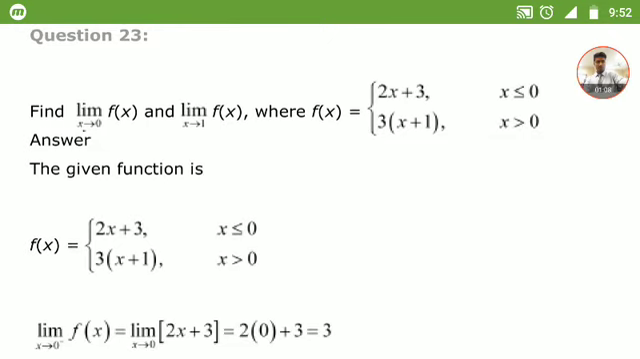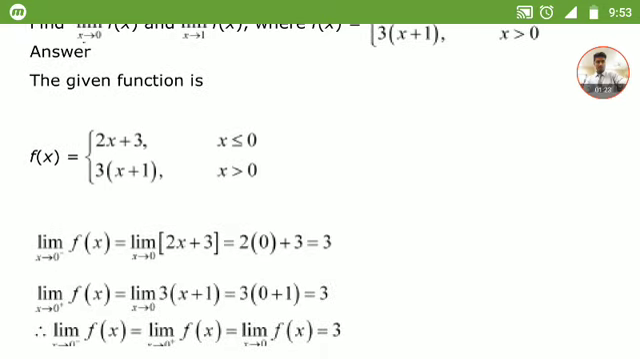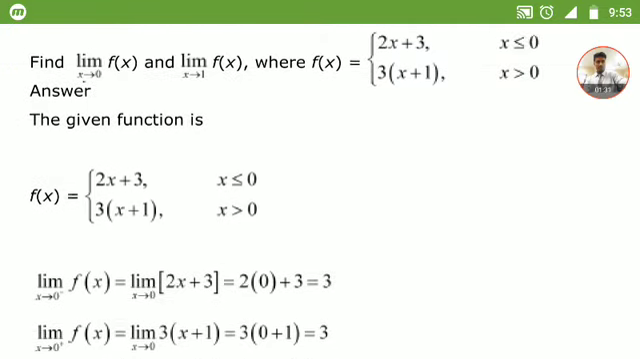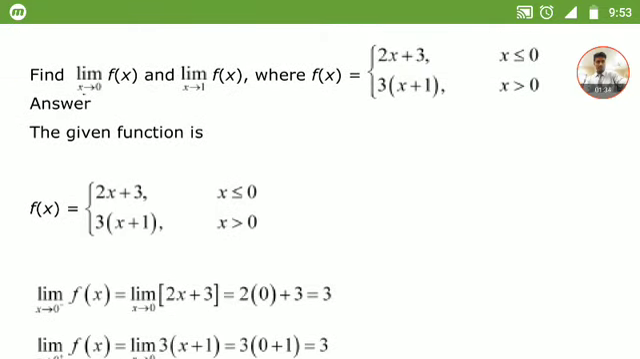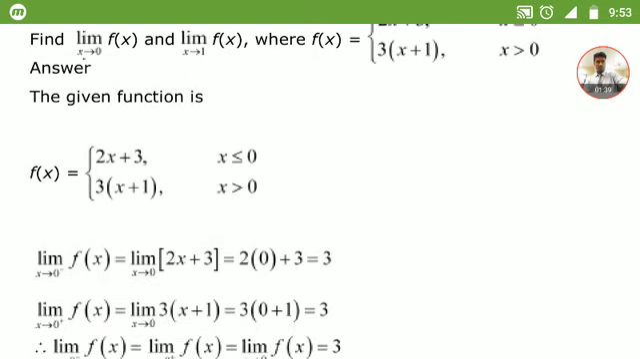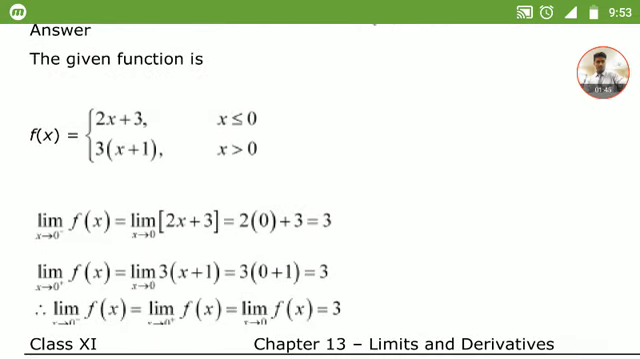The left hand limit of x tending to 0 minus will be 2x plus 3. We pick up that function because for less than 0 you have 2x plus 3. When you put x tending to 0 here, you get 2 into 0 plus 3, which is 3. Now x tending to 0 plus means right hand limit. For greater than 0 it is 3x plus 1, so in 3x plus 1 you put 0 and you get 1. Left hand and right hand limits are the same, so the limiting value at x equal to 0 is also the same.